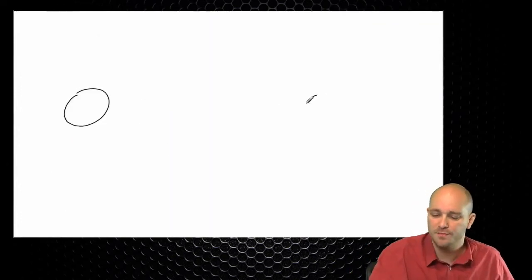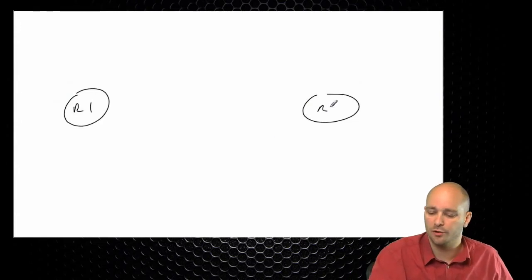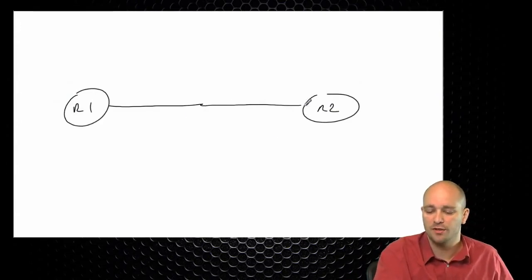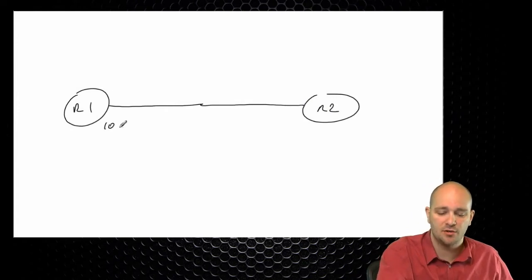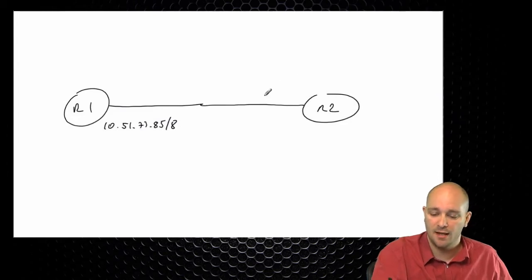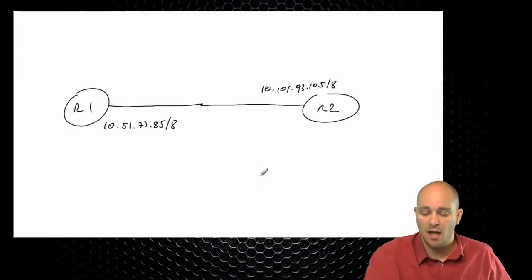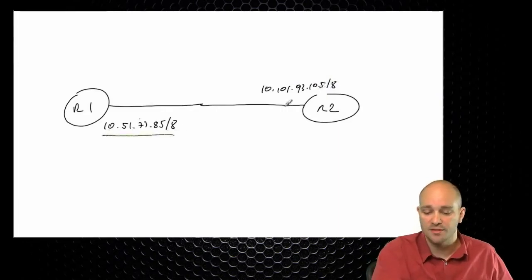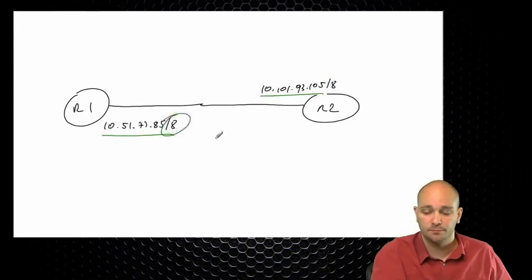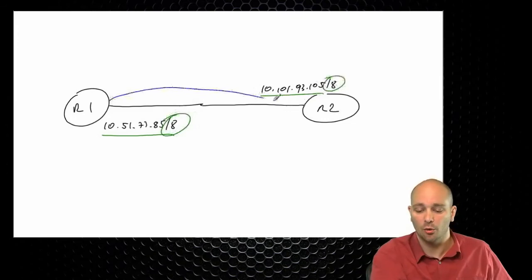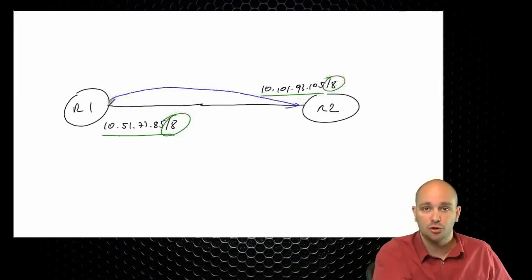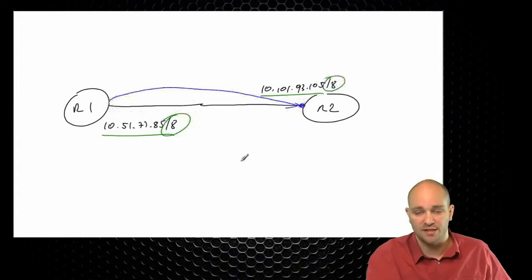Let's say that I have two routers, router 1 and router 2, and let's say that they are connected on serial interface. And the IP address here is 10.51.73.85/8. And here it's 10.101.93.105/8. Are these on the same subnet? Well, the answer is yes, they are. So if I'm to send a unicast hello to this router here, I would need to know what the IP address on this side is.